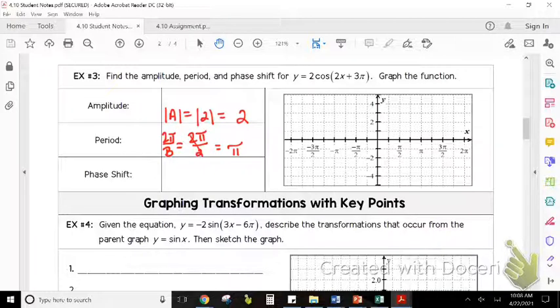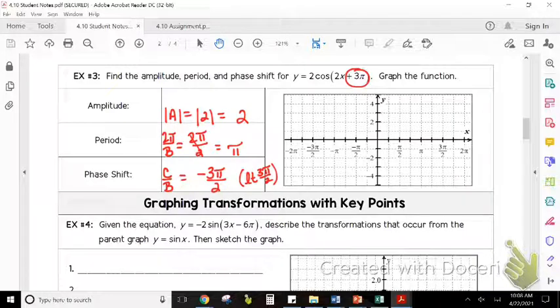And then our phase shift, remember, it's going to be that c over b. So when we look at this, c is a positive 3 pi, but remember, because it's inside, it's going to do the opposite. So it's going to be a negative 3 pi over b, which would be our 2. And so we have negative 3 pi over 2, which is the same thing as saying we're going to go to the left 3 pi over 2.